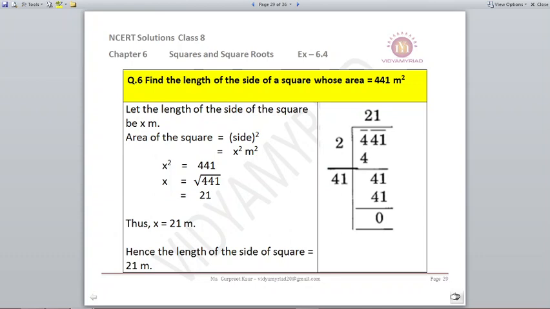So I will use my long division method trick only. So 441, 41 is one pair and 4 is another pair. 4 will go on 2 into 2, 4. Bring down 41. 2 plus 2 is 4 and it will go on 1. So that means my square root of 441 is 21. So length of the side of the square is 21 meters.